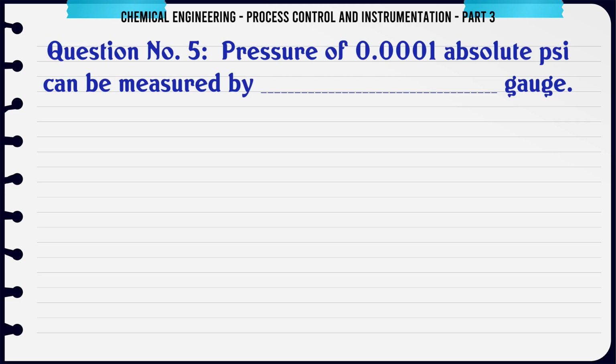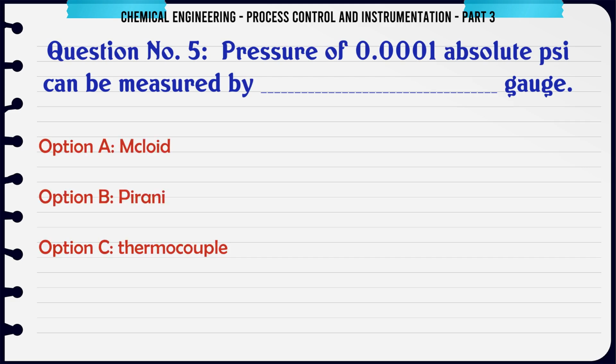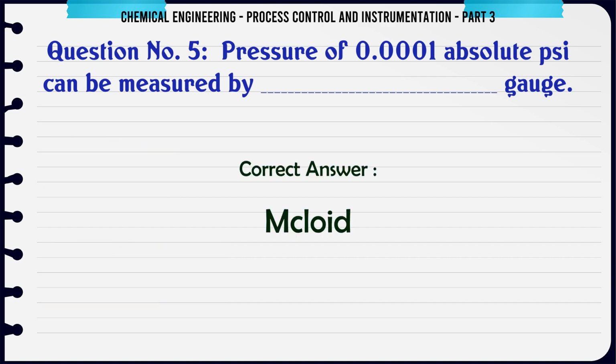Pressure of 0.0001 absolute psi can be measured by which gauge? A. McLeod, B. Pirani, C. Thermocouple, D. None of these. The correct answer is McLeod.